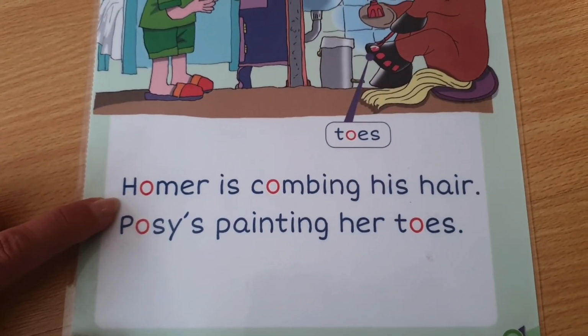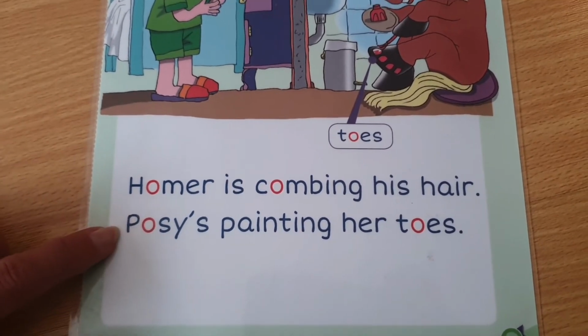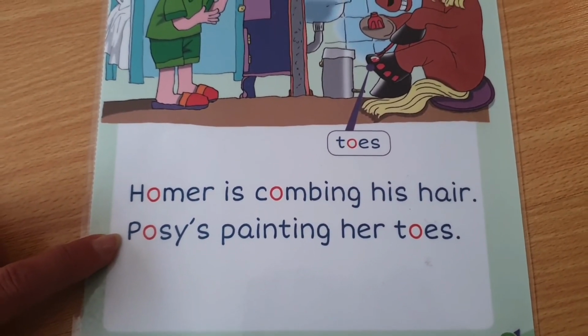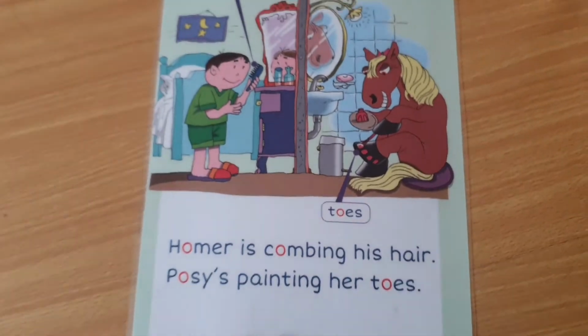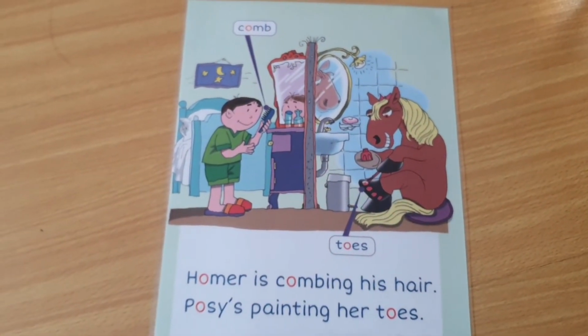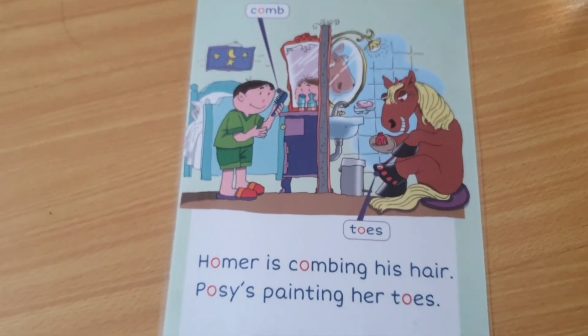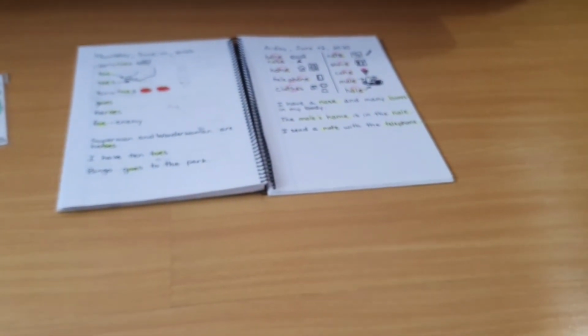Homer is combing his hair. Posy's painting her toes. Now, I want you to read this with Mommy and Daddy 3 times, okay? All right? And also remember to copy the words.